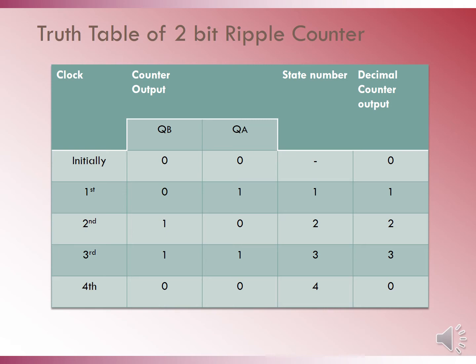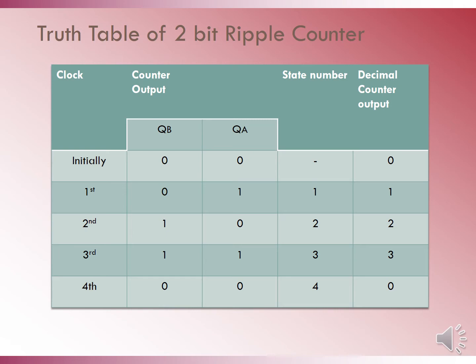After the third clock pulse, A is again toggling. This positive transition of A does not affect B, so it remains at 1. The count state after the third clock pulse is 3. After the fourth clock pulse comes, A will again toggle. This negative transition of A will trigger B, which will change to 0. So we see that after the fourth clock pulse, it again goes back to the initial count, that is 0 0.